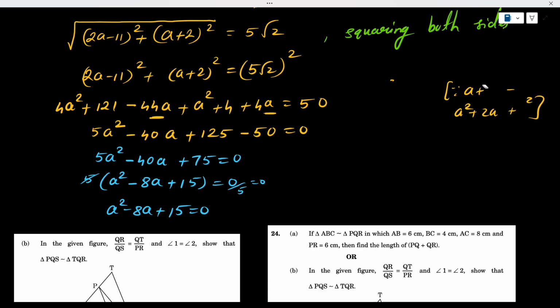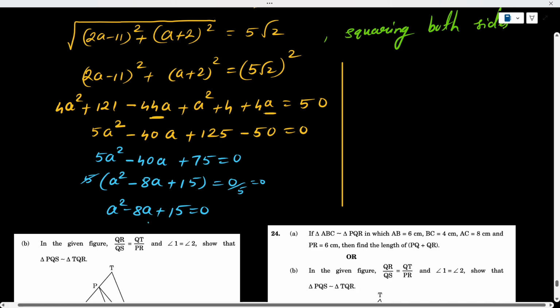Now after that, if I want to solve this equation, I can use the splitting the middle term method. In these kinds of questions, you will be able to factorize. Otherwise, you'll use the quadratic formula. So what is the sum and product?